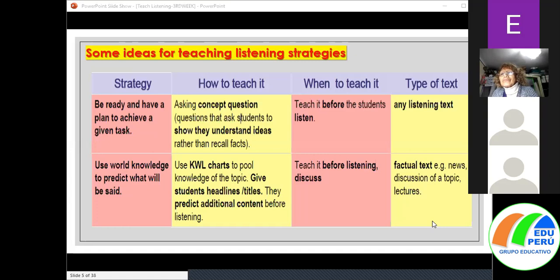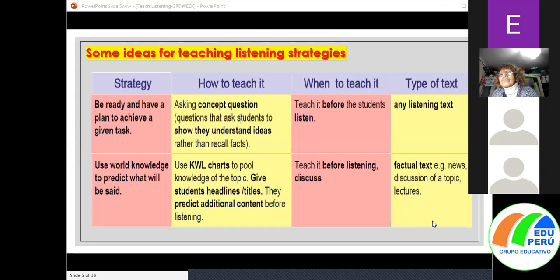So what is that type of test? So we could use here factual texts. For example, news, discussion of a topic, or lectures, all right? So similar to us, no? Lectures. Okay, so notice this is the second strategy.